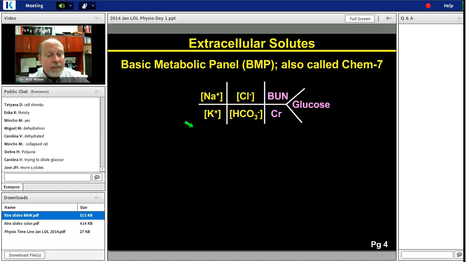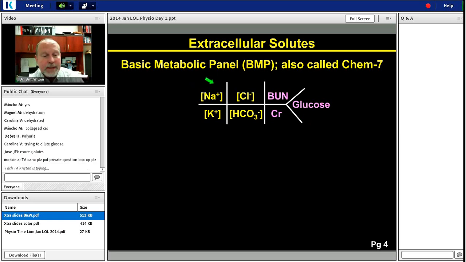All right, let's talk about these extracellular solutes. One of the things that we put in the book this year is the idea of the basic metabolic panel or basic metabolic profile, also called a Chem 7. So you go and you get a blood test. Here are the big 7 that they measure right here. Okay? Here are the big 7.